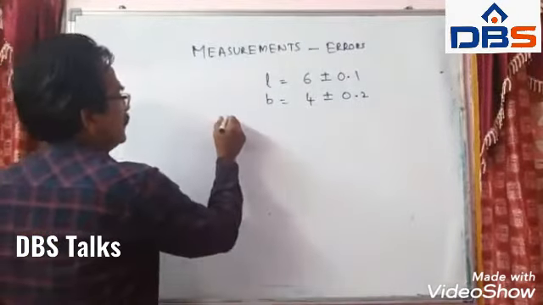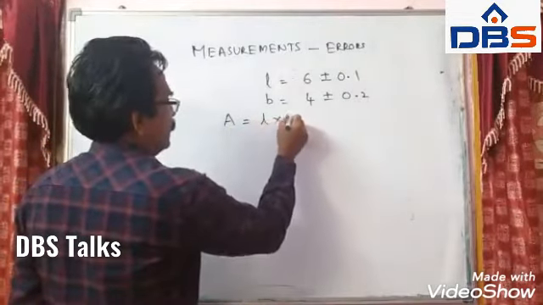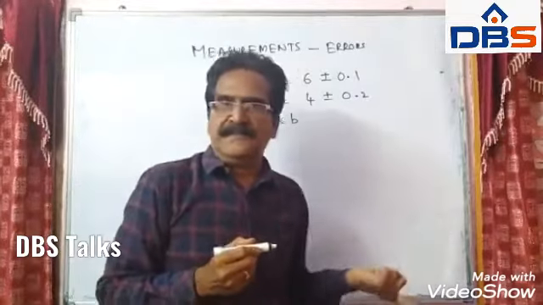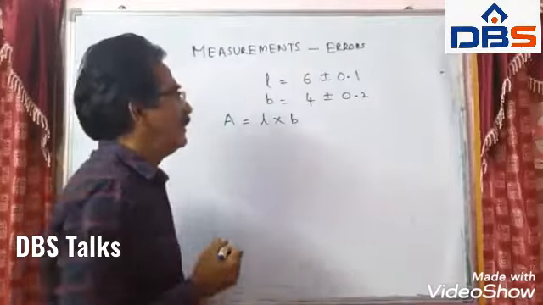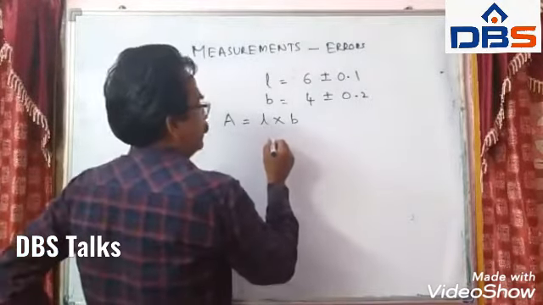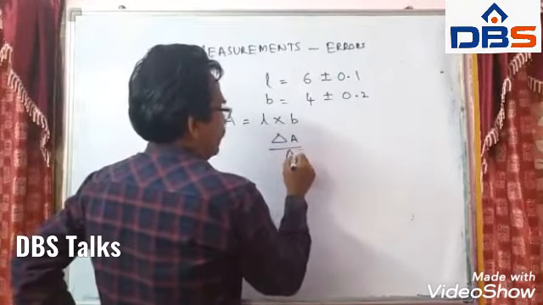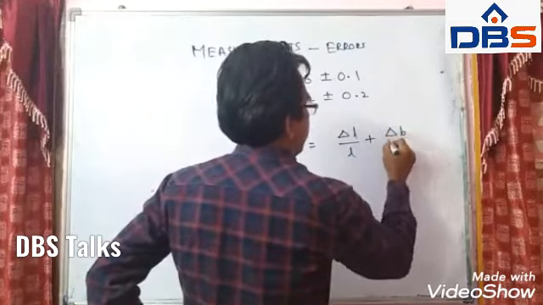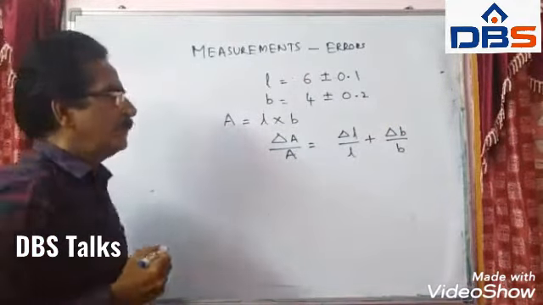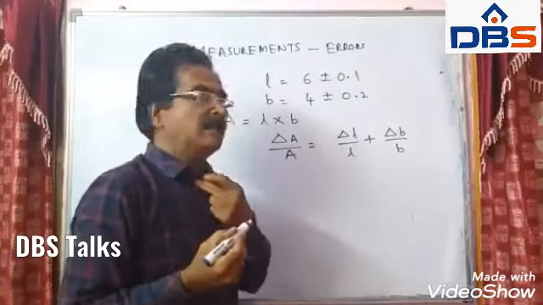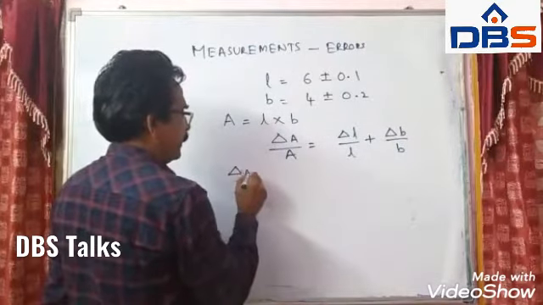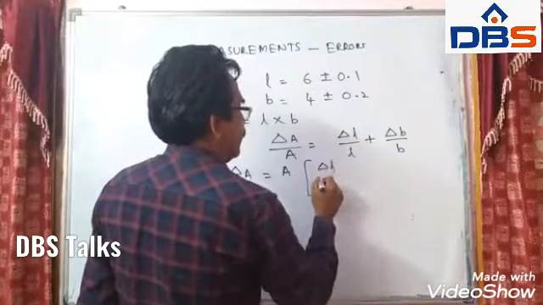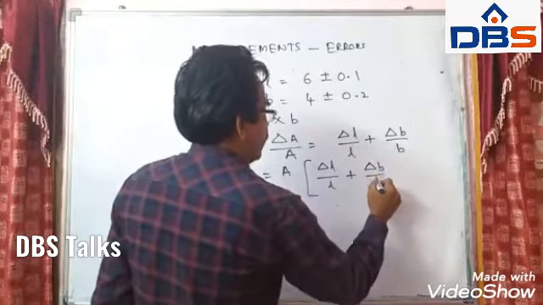See friends, area of a rectangular plate, A is equal to L into B. On differentiating and dividing by LB, we get delta A by A is equal to delta L by L plus delta B by B. So first let us find the error, that is delta A. Delta A is equal to A into delta L by L plus delta B by B.